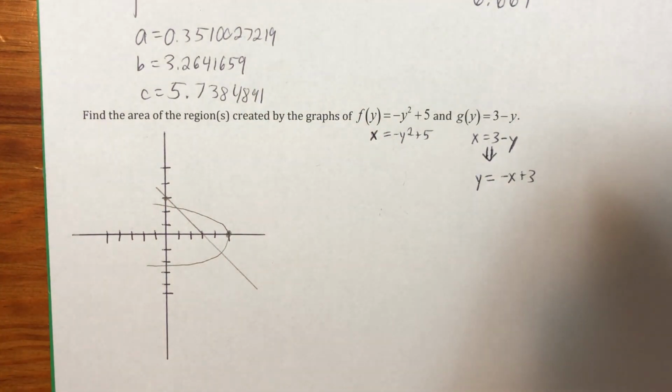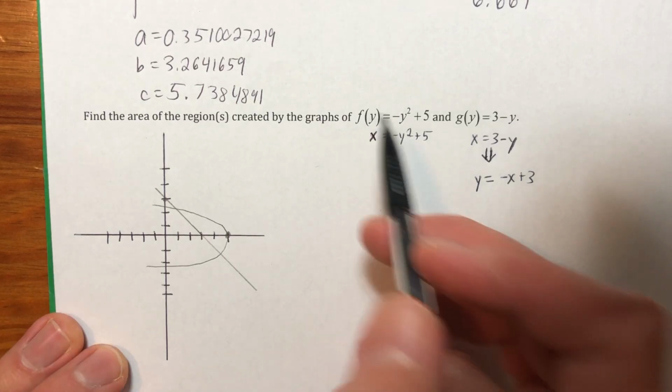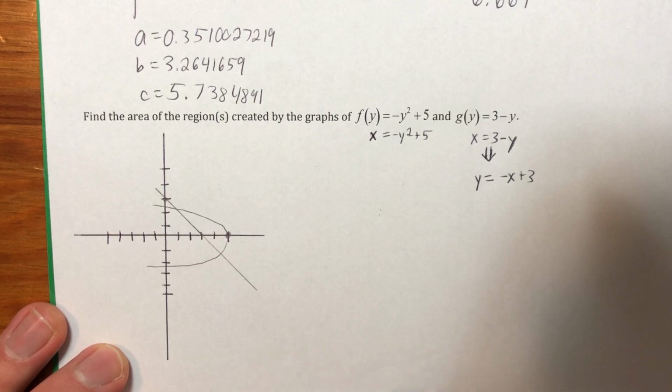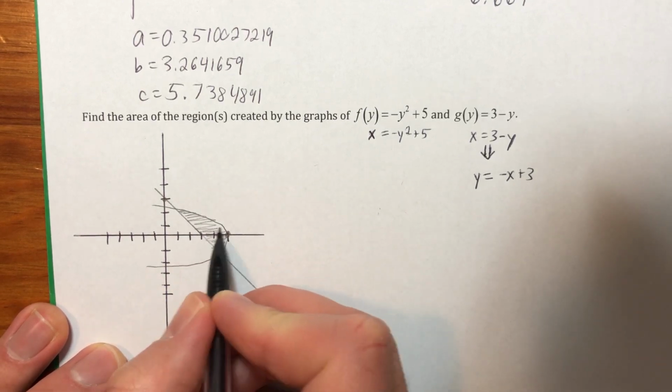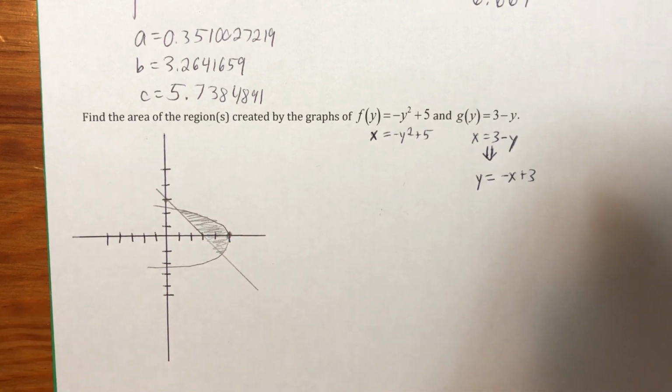And I want to find the area of the region or regions created by the graphs of f and g. So there's only one region, and it's this. And I'm going to figure out what it is. So here's what I need.